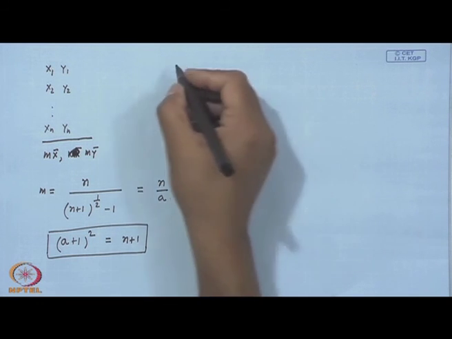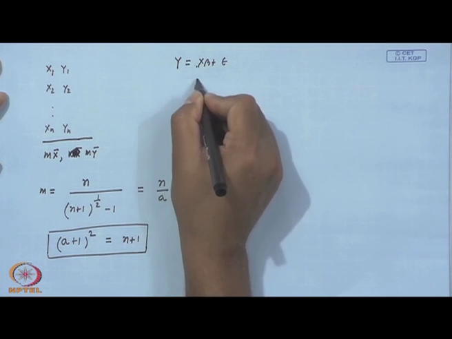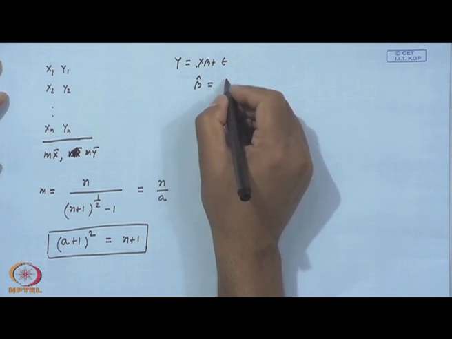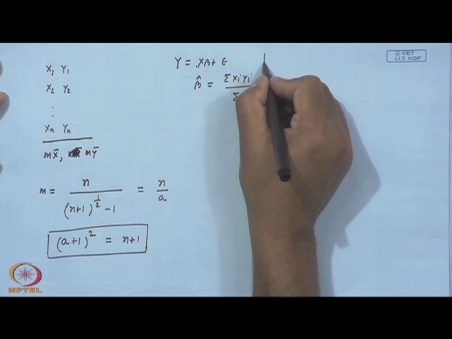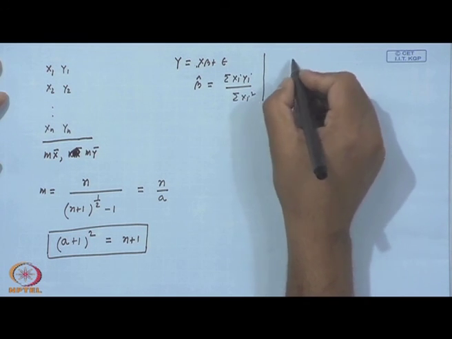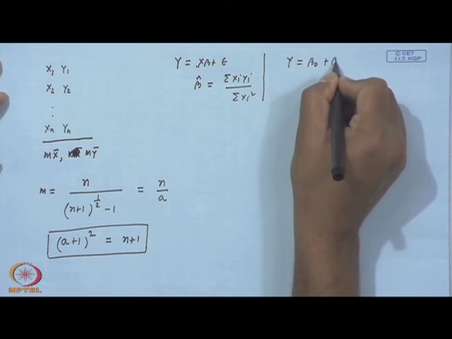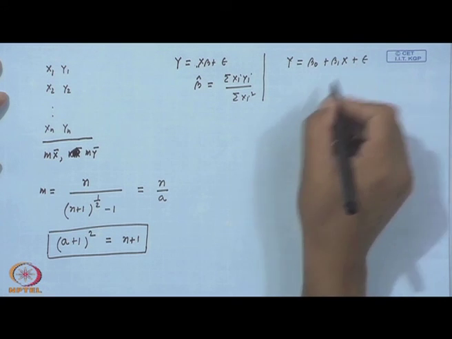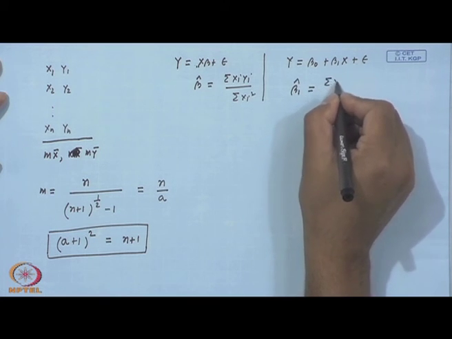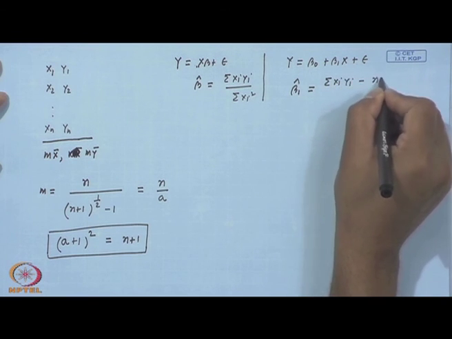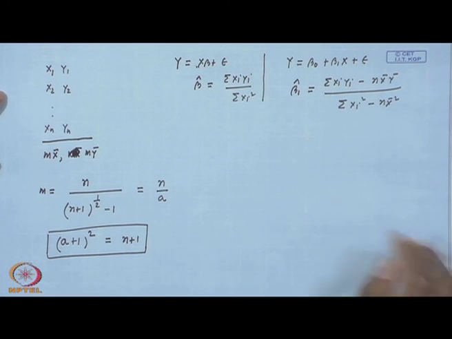Now, what we want to do is estimate beta hat in the model y equal to x beta plus epsilon, which is equal to summation x_i y_i by summation x_i square, but we do not have a program for this one. We have a program for estimating the intercept model, that is y equal to beta naught plus beta 1 x plus epsilon, and the programmed calculator gives us beta 1 hat equal to summation x_i y_i minus n x bar y bar by summation x_i square minus n x bar square.